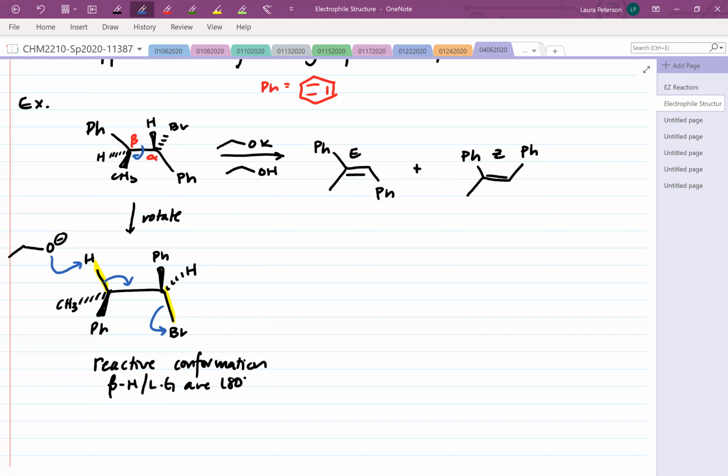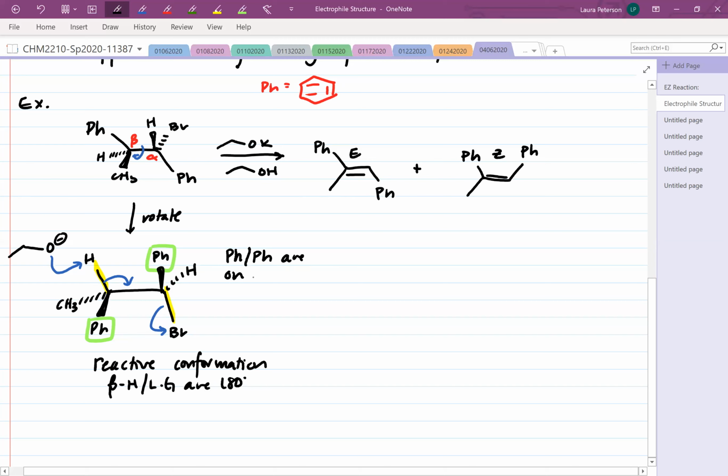So how are we going to figure out if the E or the Z product is the major product? What we're going to do is look at the relationship of the phenyl groups. You could pick any substituent on the left and any substituent on the right, and for this example, let's look at the phenyl groups. Both phenyl groups, both benzenes, are on the same face of that plane that cuts through the beta hydrogen and the leaving group. So they're both on wedges sticking out of the paper. So the two phenyls are on the same side, which in this case is wedges.